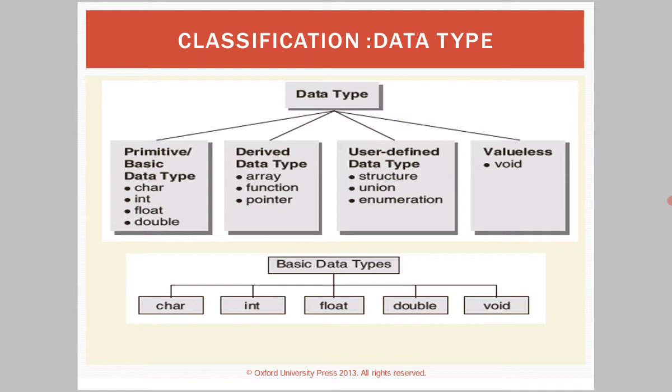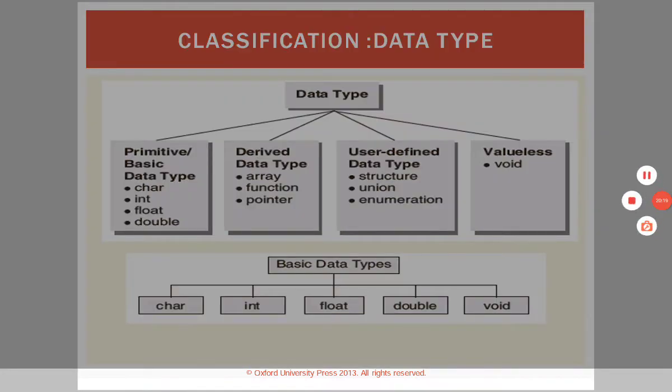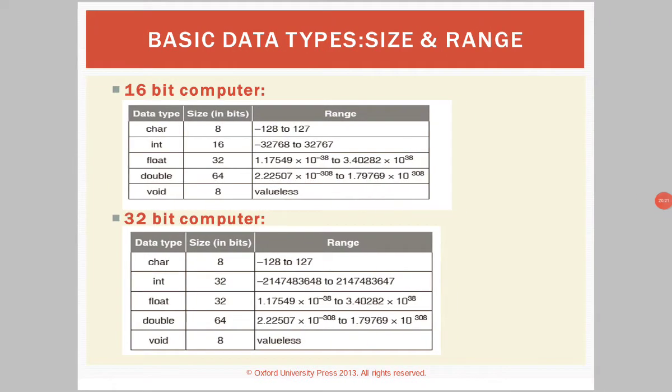So basic or primitive data types are char, meaning character data type, int, meaning integer data type, float, meaning float or real number data type, double, meaning double data type, and void, which is used to declare a variable or a function without giving any return value. Such types of variables are defined with void. So basic data types, size and range.